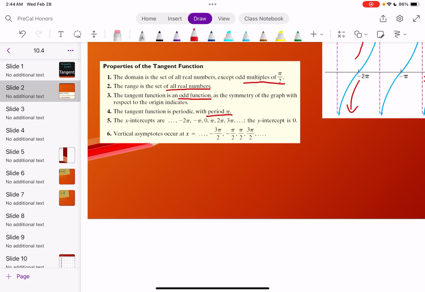In this case, your y-intercept will be 0. And you're going to notice that every single one of your vertical asymptotes will occur at that odd multiple of pi over 2, as we were stating before.